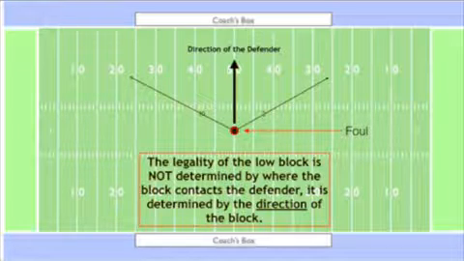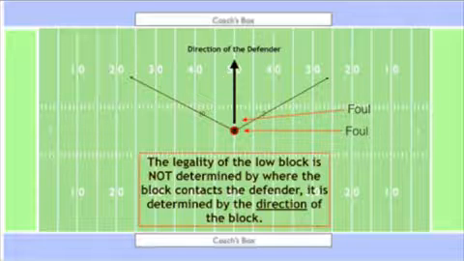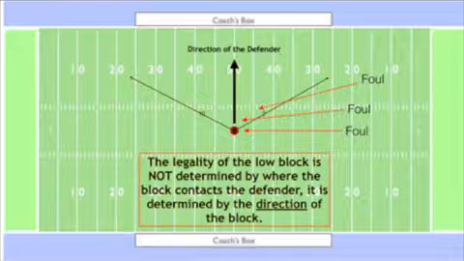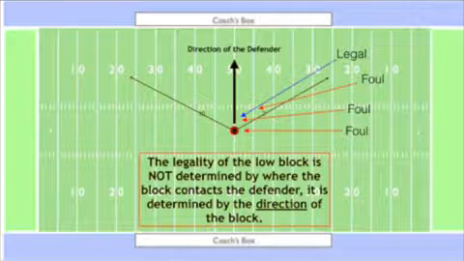A low block coming from this direction is a foul. A low block coming from this direction is a foul. Again, in all of these, regardless of where the contact is made, it's the direction of the block. A low block coming from this direction is a foul. And finally, this low block is legal because the direction of the low block starts within the 10 o'clock and 2 o'clock region and remains inside the 10 o'clock and 2 o'clock region.